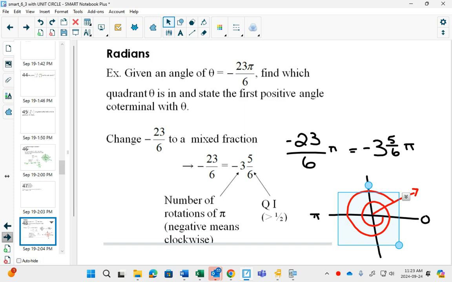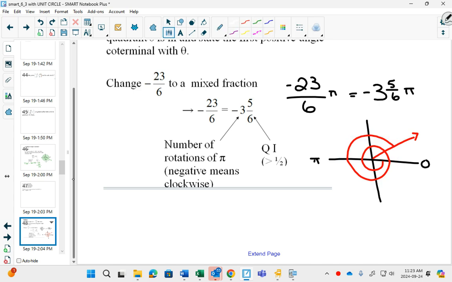You want to do another one just for practice? Okay, let's do 21 pi over 4. This would be as a mixed fraction 5 1/4.